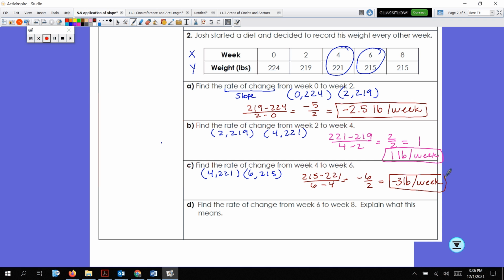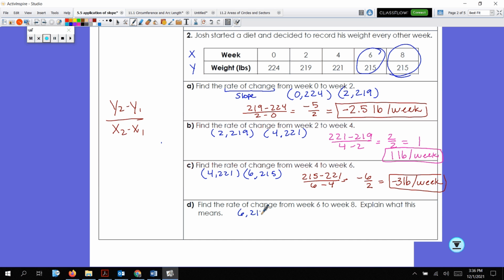Using the information from the table, plug it into your slope formula. Here it is again, in case you forgot. Maybe get in the habit of writing it down so that you always can remember it, so that it's permanently in your brain. All right, part D says, find the rate of change between week 6 and week 8. Explain what this means. As I've been going through, I've tried to understand this information. When I see a negative, that's a weight loss. When I see a positive, that's a weight gain. So let's see what happens here.